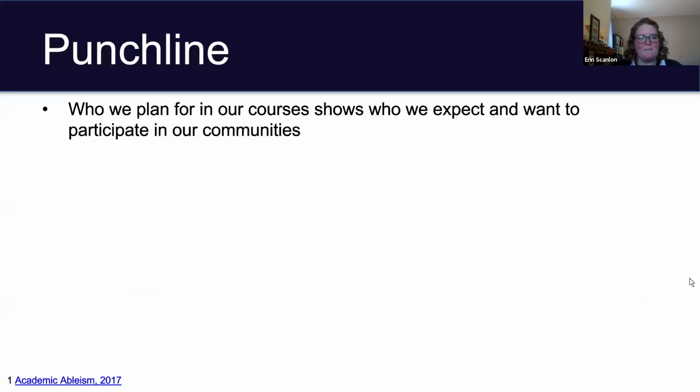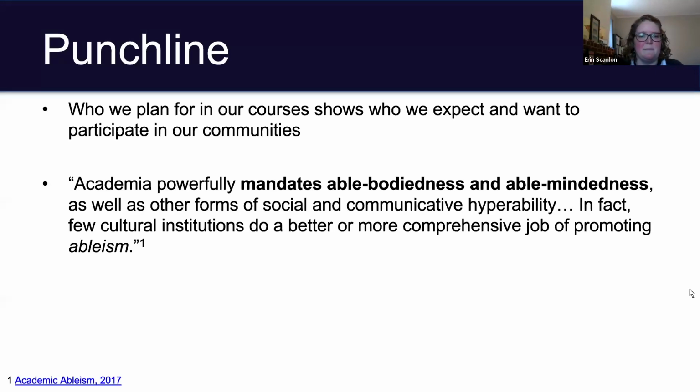So to start, I figured I would begin with the end. I would start with our punchline of what we're planning to talk about today. We know that who we plan for within our courses shows who we expect as well as who we want to participate within our communities. So if we're designing our courses only for a certain set of people or a certain set of abilities or needs, then we're only going to get those types of people within our professional communities.